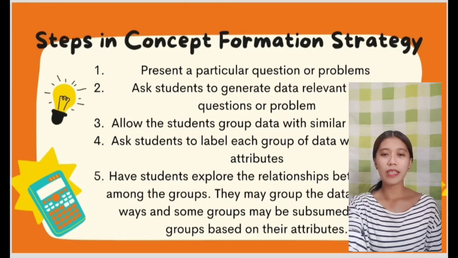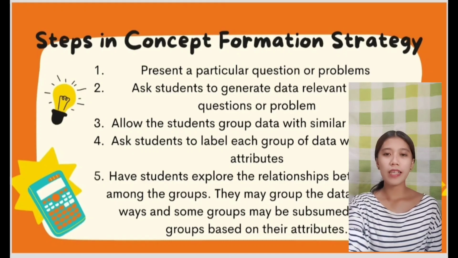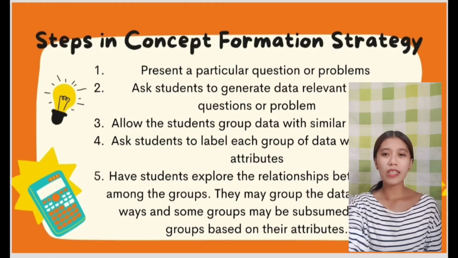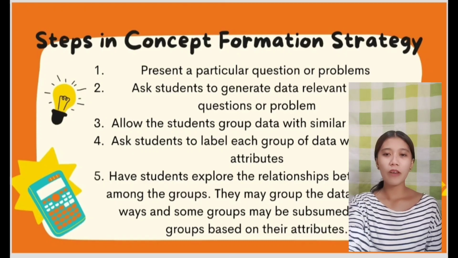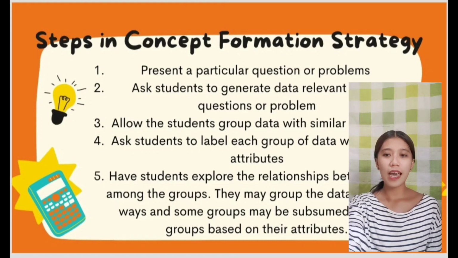The first step is to present a particular question or problem. The second step, ask your students to generate data relevant to the problem. The third step, let your students group items with similar attributes. In the fourth step, label each group with similar attributes. And the last step is to let your students explore relationships between their groups. They may group in various ways and relate the other groups based on their attributes.